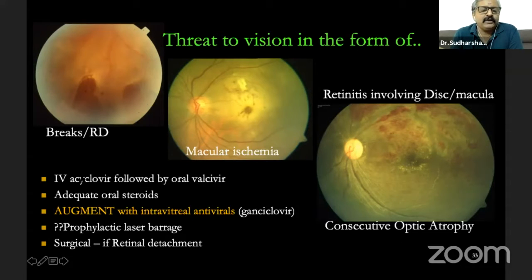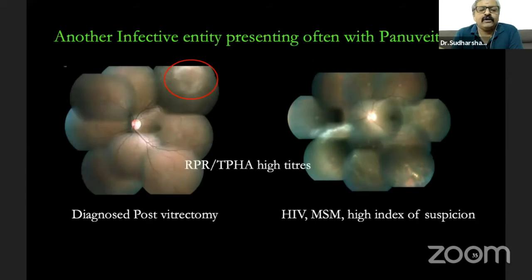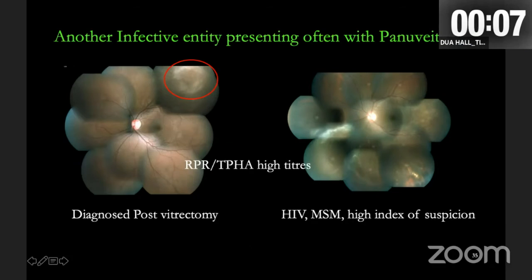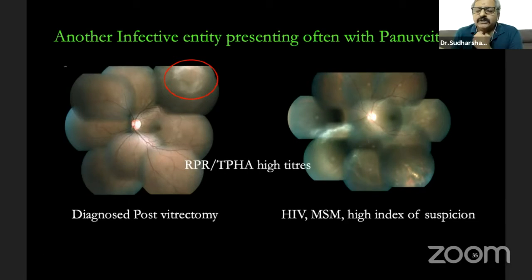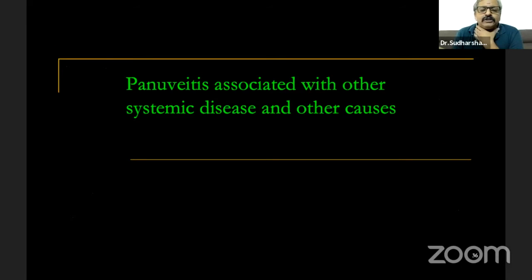So always make sure that you treat them with appropriate systemic acyclovir in adequate dose, augment with intravitreal antivirals, and be ready for operating. Another infective entity presenting often with panuveitis is syphilis, always a disease of exclusion. RPR and TPHA titers are suggestive. This was diagnosed post vitrectomy, and this was an HIV patient, so we could make a diagnosis.